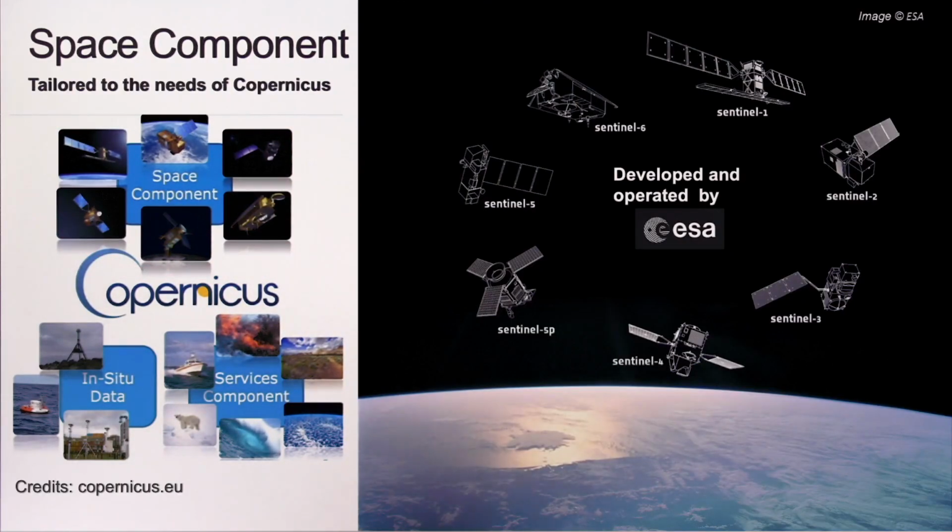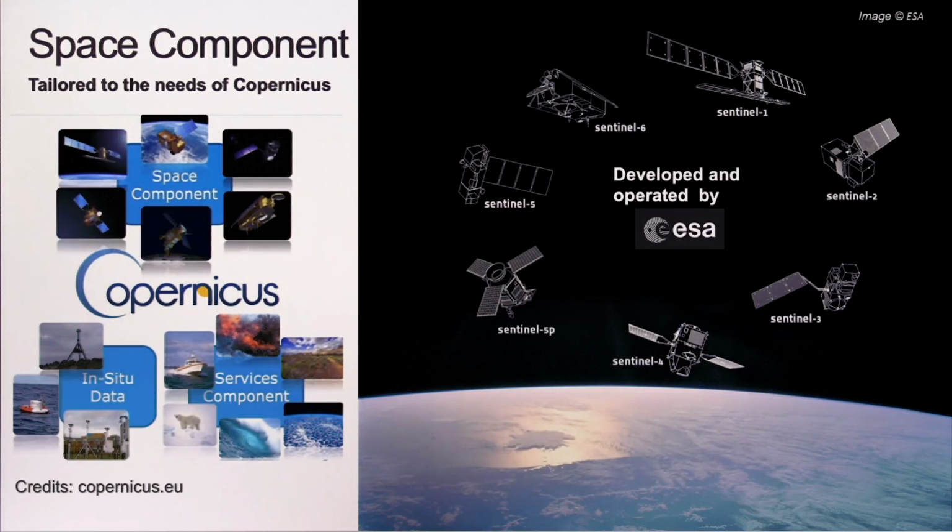The core of the space component of the Copernicus program is the so-called Sentinel family. The Sentinel family is developed and operated by ESA, the European Space Agency, of which Switzerland is also a part. The Sentinel fleet contains a variety of different satellites that measure the Earth in different ways, and they're tailored to the needs of the Copernicus program.